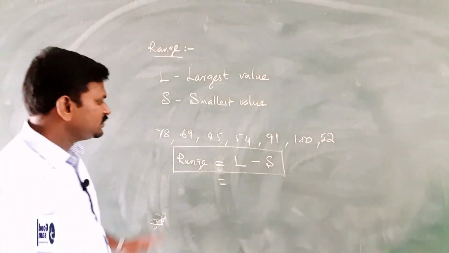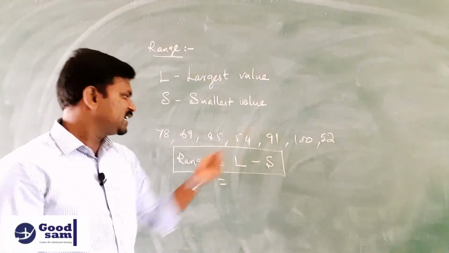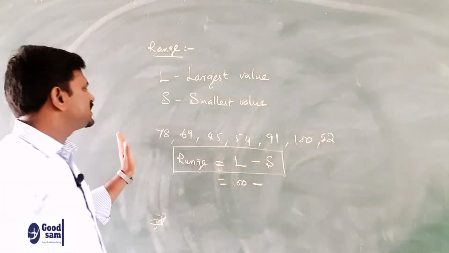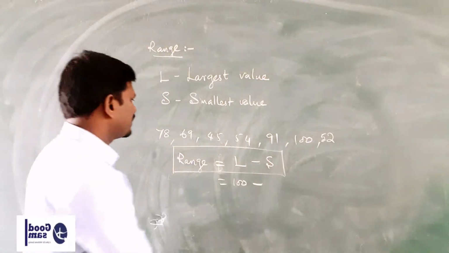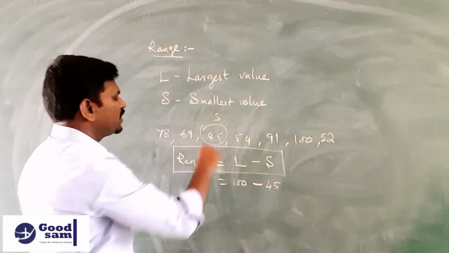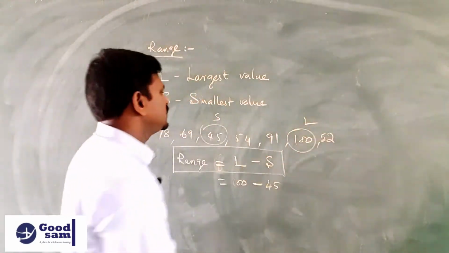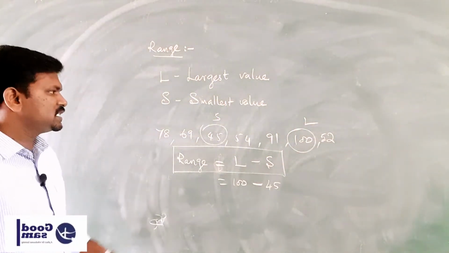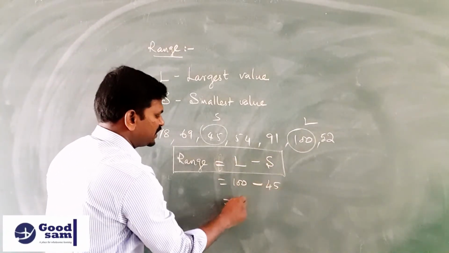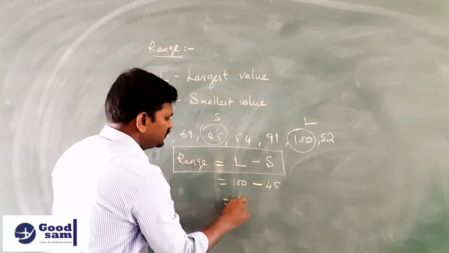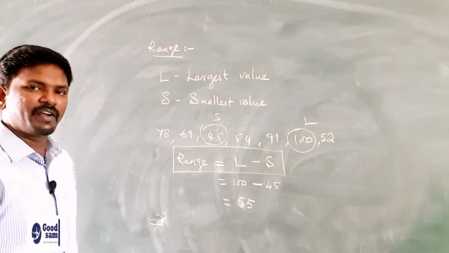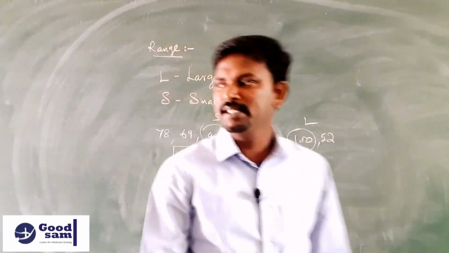When such data is given, just pick the largest value. Which is the largest value? 100, minus which is the smallest value here? 45. 45 is the smallest value and 100 is the largest value of the data. Then the range is equal to 100 minus 45, which is 55. 55 is the range of this data.